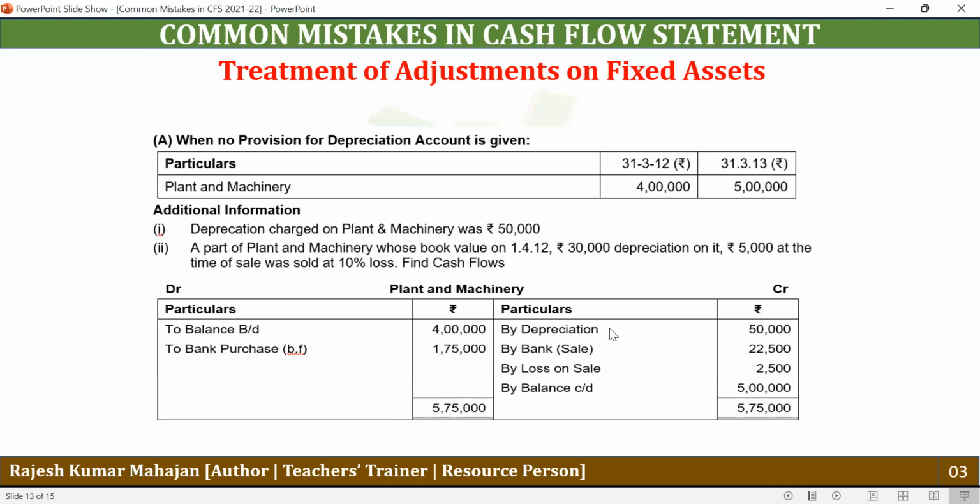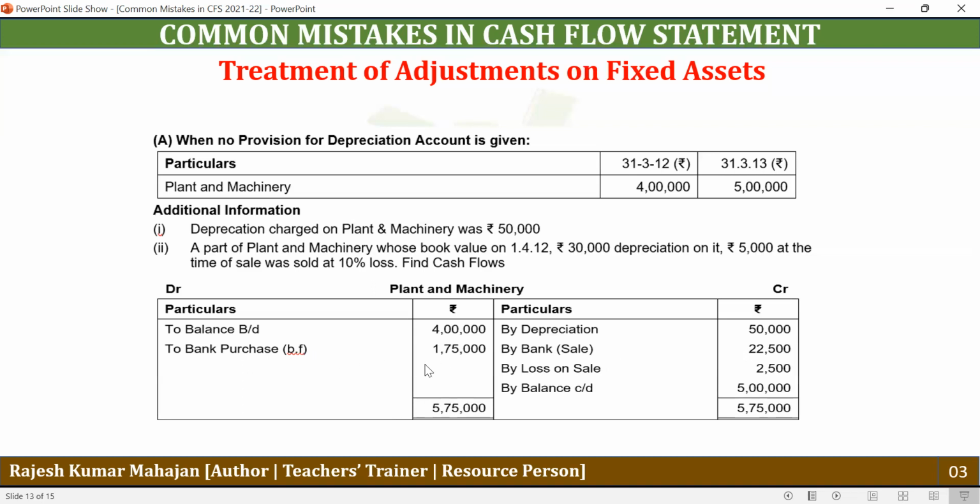It will be added to net profit. And then we have the sale proceeds. Sale proceeds will be shown under the investing activities, sale of plant and machinery. And then loss on sale is a non-operating expense. It will be added to the amount of net profit. And then on the debit side is the balance figure.